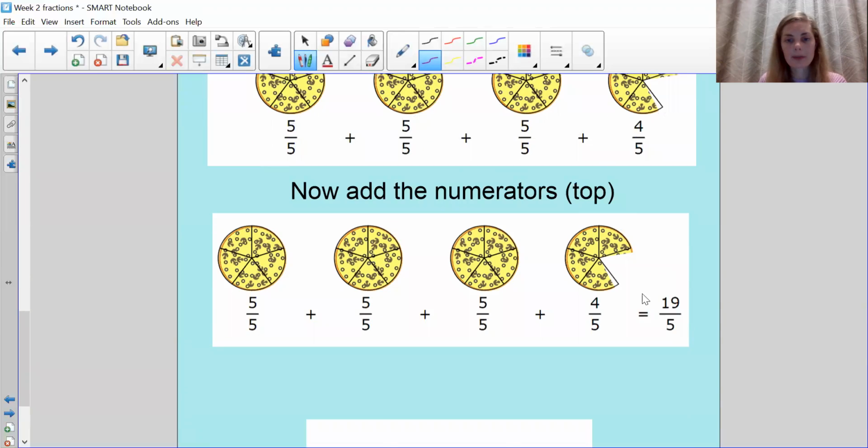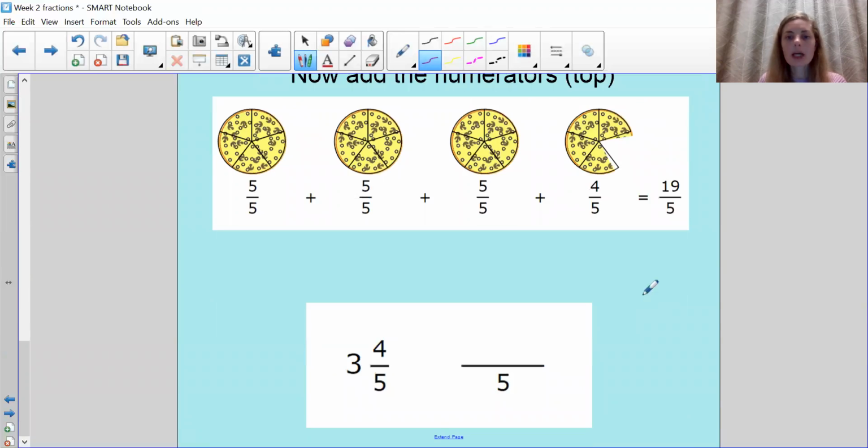So a quick way of doing this and taking all that understanding is to say that I'm going to take 5 times 3, okay? Because there are 3 whole pizzas here. So I'm going to say 5 times 3 is equal to 15.